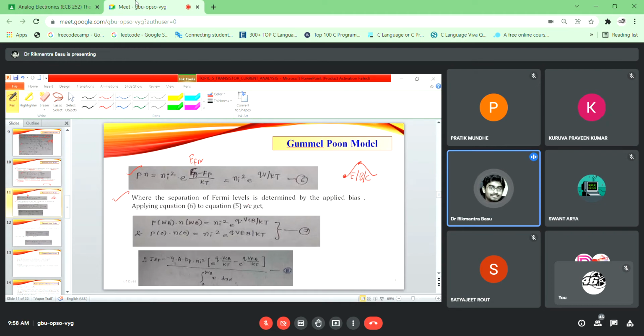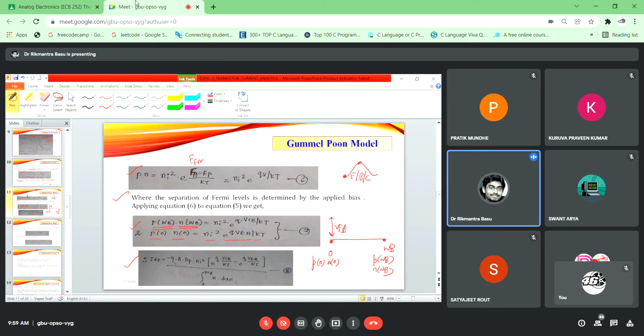But the separation of Fermi levels is determined by the applied bias. Hence, applying equation 6 to equation 5, we can write down the final forms as P of WB into N of WB equals Ni square into e to the power QVCB by kT. And these are the carrier concentrations at this point, the WB point, and this is the carrier concentration at the initial point, Ni square into e to the power QVEB by kT, because it is only applicable with the emitter to base voltage at this point.